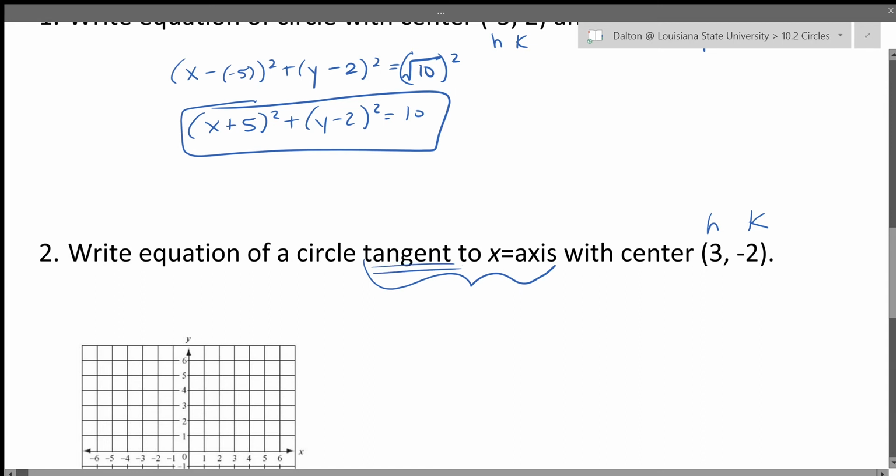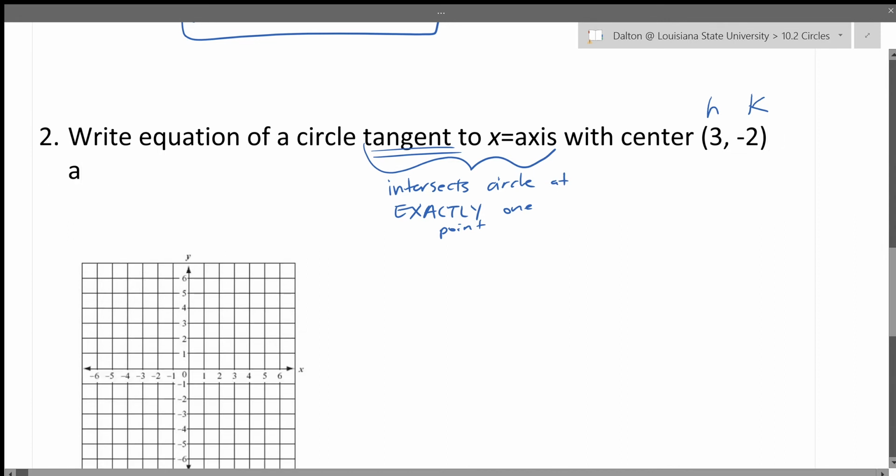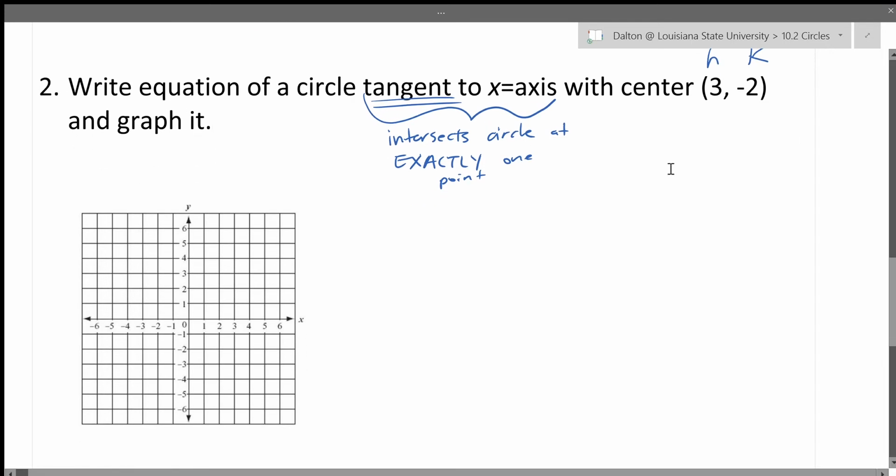This tangent, when we talk about circles, refers to a line that intersects the circle at exactly 1 point. So what I want to do, and I should add actually to this question, I want you to write this equation and graph it. So let's at least go ahead and graph the center point, (3, -2). We know that's our center point.